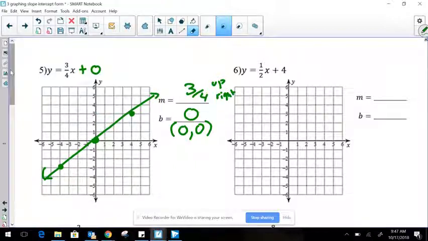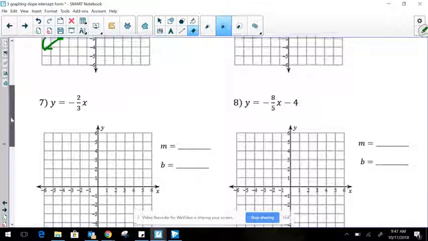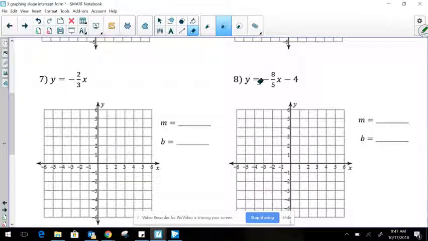Okay, so we've done 3 examples. I'm going to just show you number 8 here real quick because the slope's a little bit bigger. So y equals negative 8/5 x minus 4. My y-intercept is negative 4. That's where I'm beginning. So I'm going to plot that point.